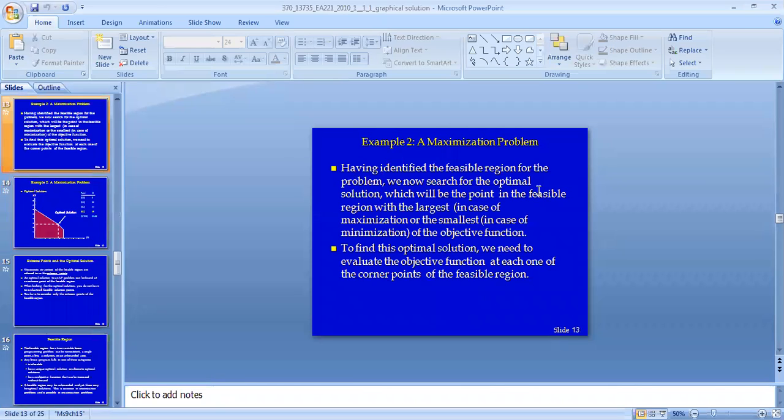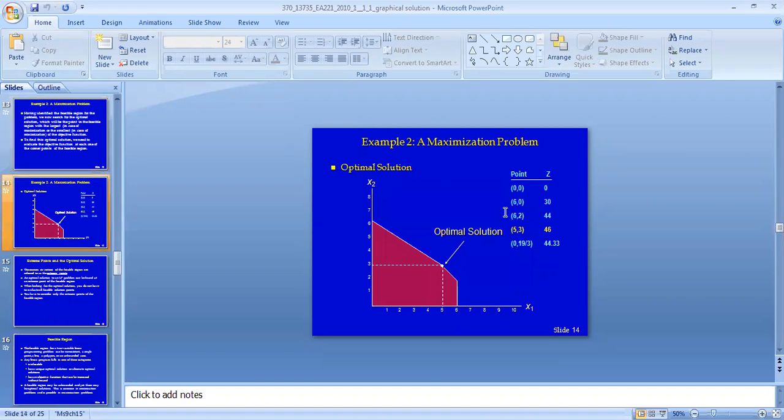So having identified the feasible region for the problem, we now reach for the optimal solution. That means we are maximizing the objective function, which will be the point of the feasible region with the largest value in case of maximization, or the smallest in case of minimization problem. To find this optimal solution, we need to evaluate the objective function at each of the corner points of the feasible region. There are 5 points actually. One is 0 0. Z equals to what will be?